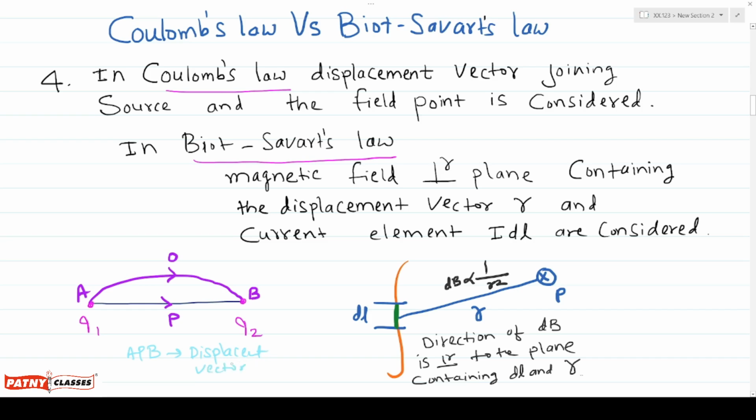In Coulomb's law, we consider the displacement vector. Whereas in Biot-Savart's law, the magnetic field is perpendicular to the plane containing the displacement vector R and the current element IdL. That means the direction of dB is perpendicular to the plane containing dl and R.